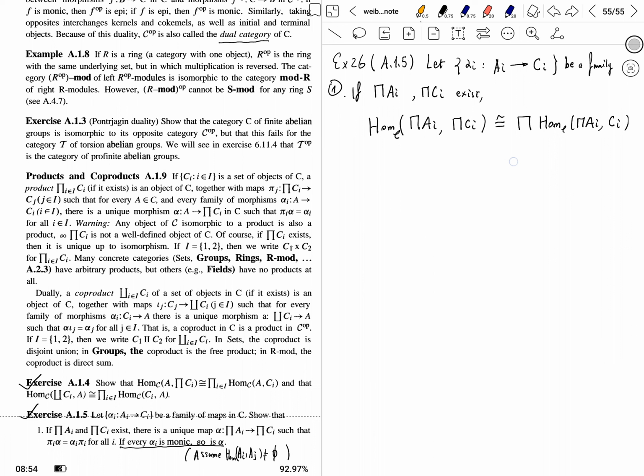In particular, we have this family of morphisms from A_i to C_i. This is telling you that you have a map; let's be careful. The product of C_i, and the product of A_i, with projections also called pi_i. By the universal property of the product of C_i, there exists a unique map, let's call this alpha, making the diagram commute for any i.